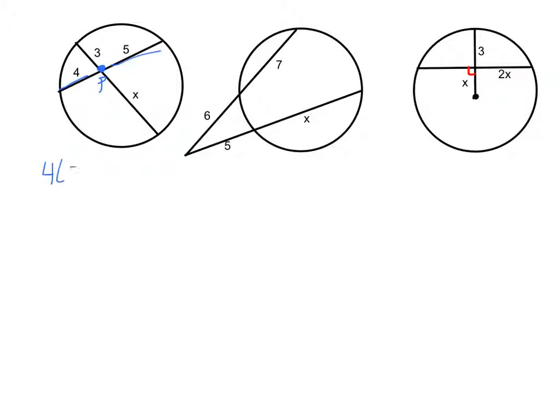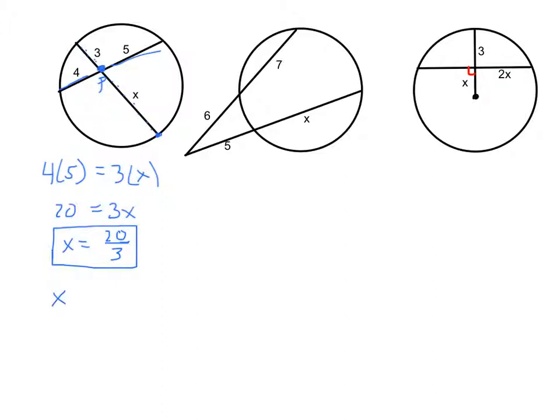That distance is 5, and that product has to equal this distance here times the distance over there from where P meets the circle, x. And then we can divide and solve for x, and we get 20/3, which is about 6 and 2/3.